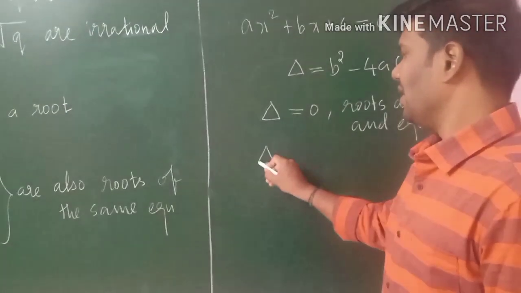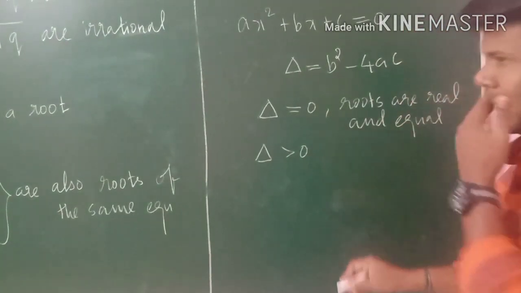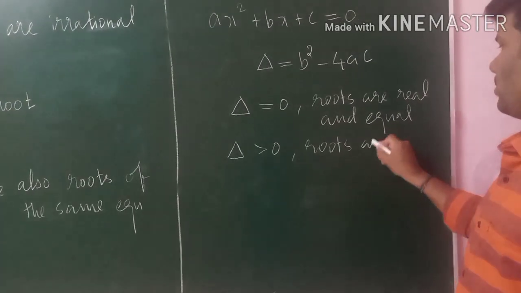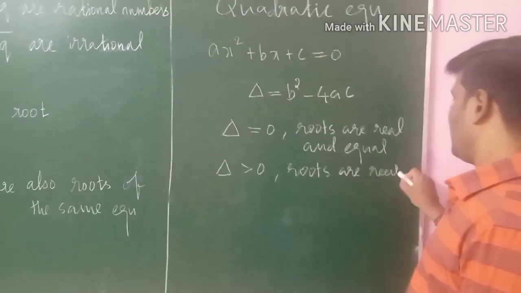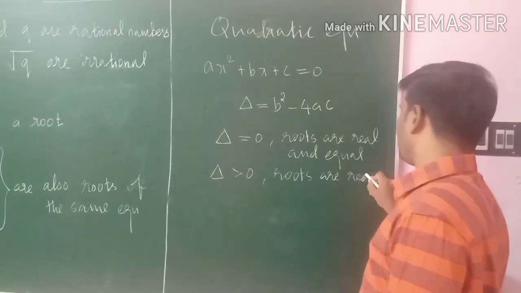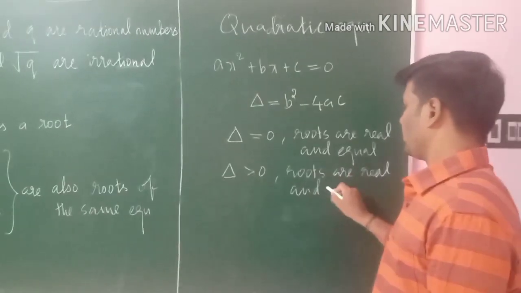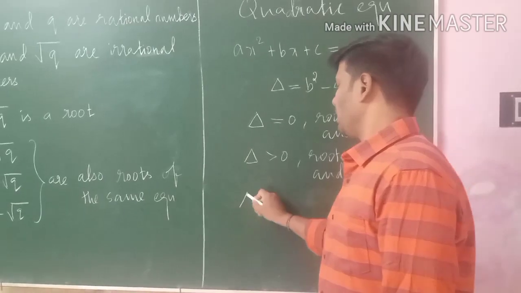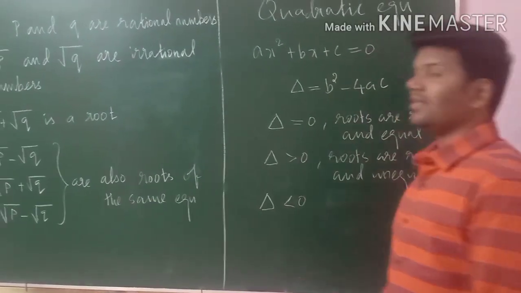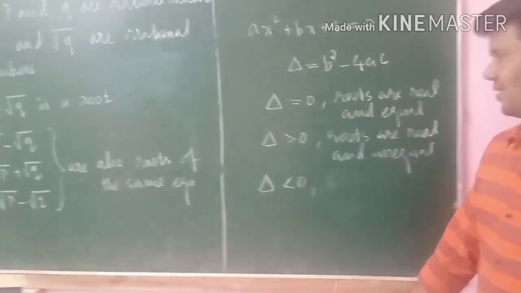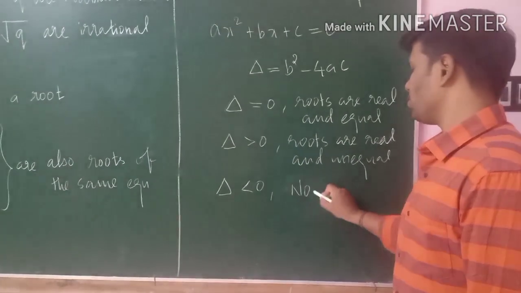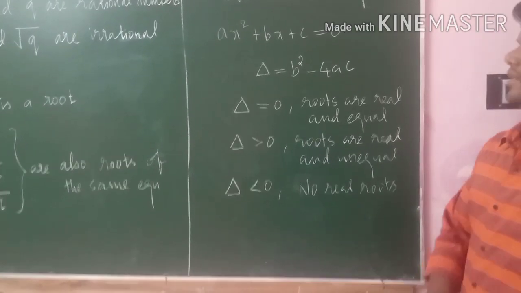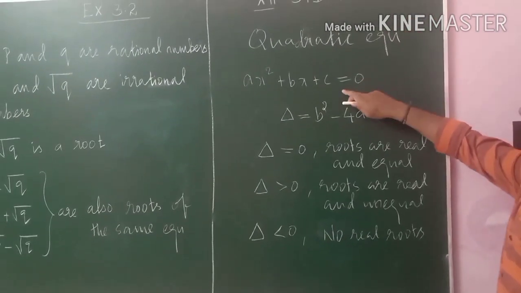Suppose delta is greater than 0, or rather positive, so roots are real and unequal. Then if delta is strictly less than 0, or if delta is negative, there are no real roots. No real roots. So what is the general form of a quadratic equation?